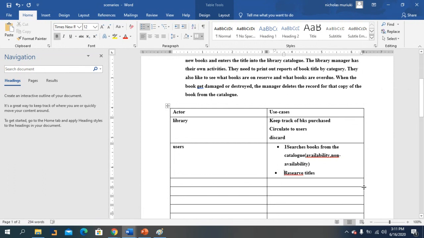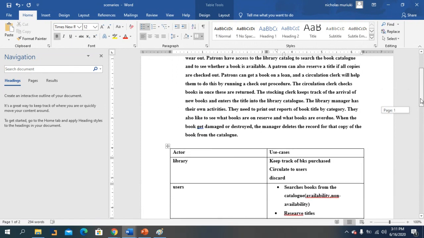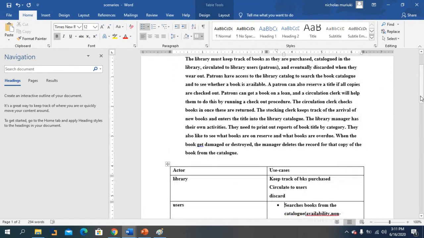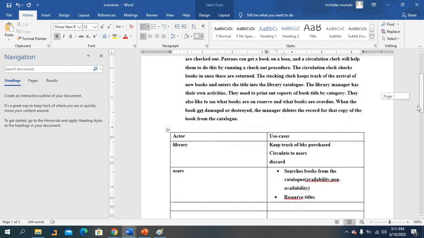So we have this, searches, reserves. Then we can still continue reading. The patron can also reserve a title if all copies are checked out. So we look at copies checked out. So you reserve the titles if checked out.